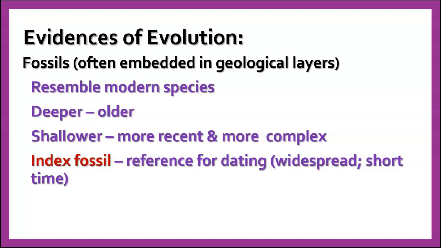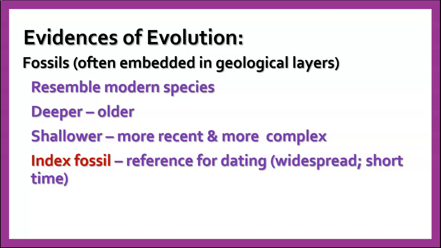Now, there are lots of ways to determine the age of the rock. Some of it has to do with radioactive isotopes and how quickly they decay. Other things that are sometimes useful are things called index fossils. Index fossils are used as a reference for dating the rock layers in which the fossils are found. These are fossils of organisms that were very widespread and lived for a relatively short period of time.